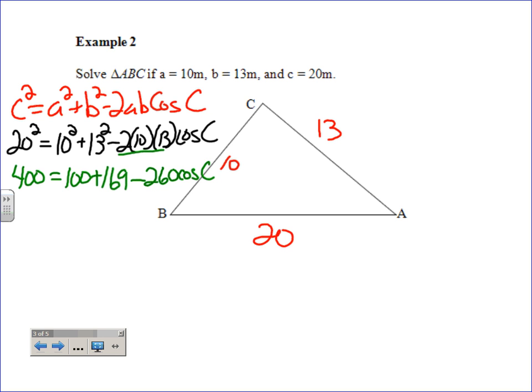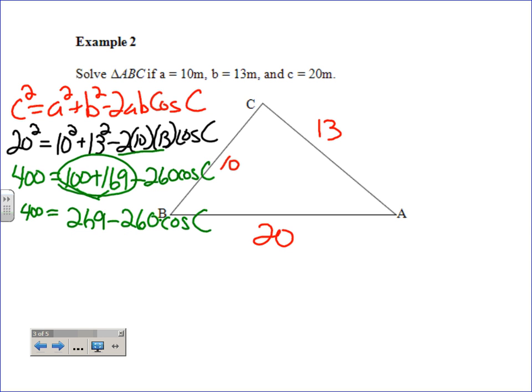Now, here's what a lot of people do. They look at these two numbers and they say, I can add those together. That's 269. Do you agree with that? Well, I do. That's 269. But then what they do is they say, okay, I'm just going to subtract 260 from that. You can't do that because how is it attached to cosine? By multiplication. Is that following order of operations if you do that subtraction before you do the multiplying? No, you're not. So do not try and put those two numbers together. Was it okay to put these two together? Yes, because nothing was attached to that. There was nothing multiplied by it. But down here, it is.